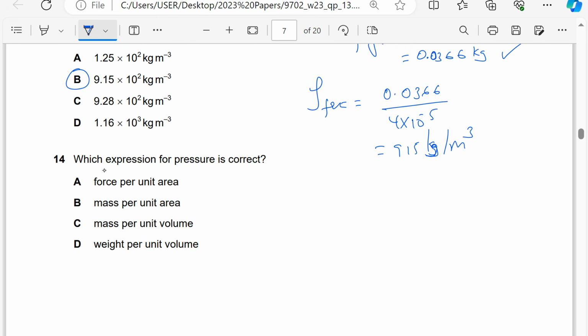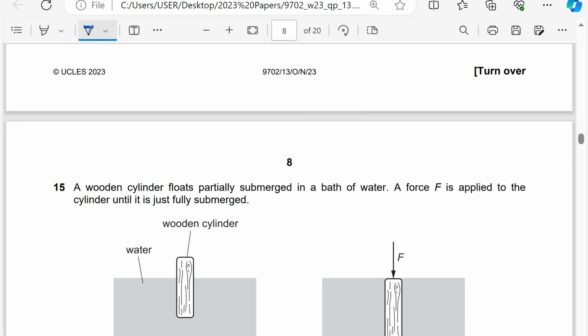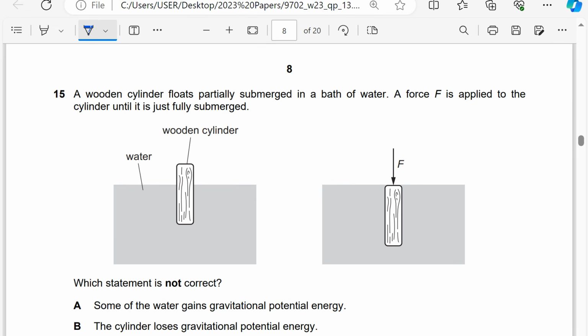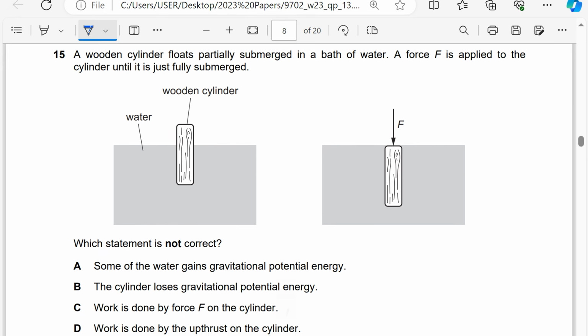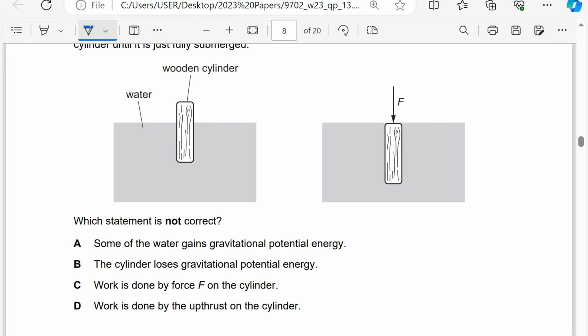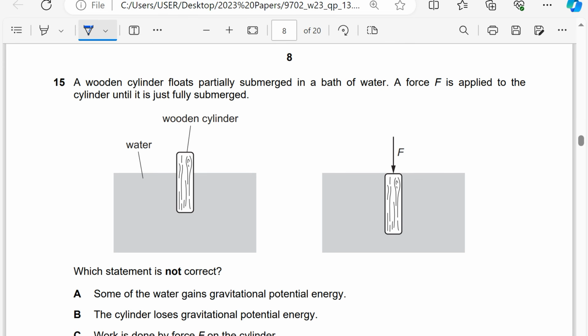Which expression for pressure is correct? Of course, pressure is force acting normal per unit area. A wooden cylinder floats partially submerged in a bath of water. Force F is applied to the cylinder until it is just fully submerged. What is not correct? Since the upthrust is going to depend on the density of the water times the volume submerged times g.